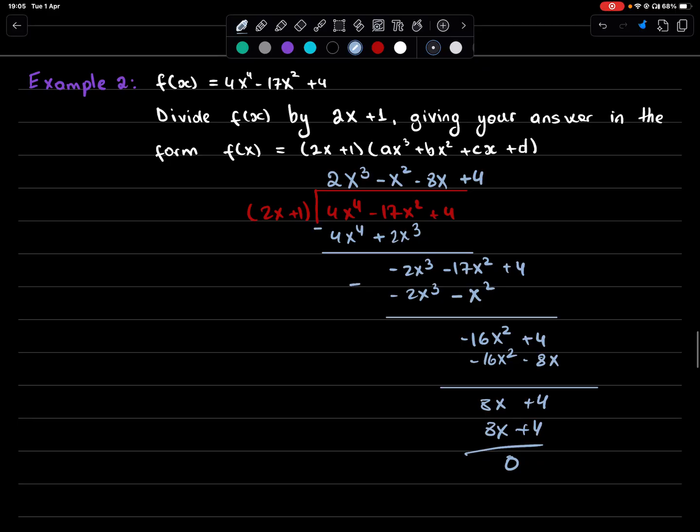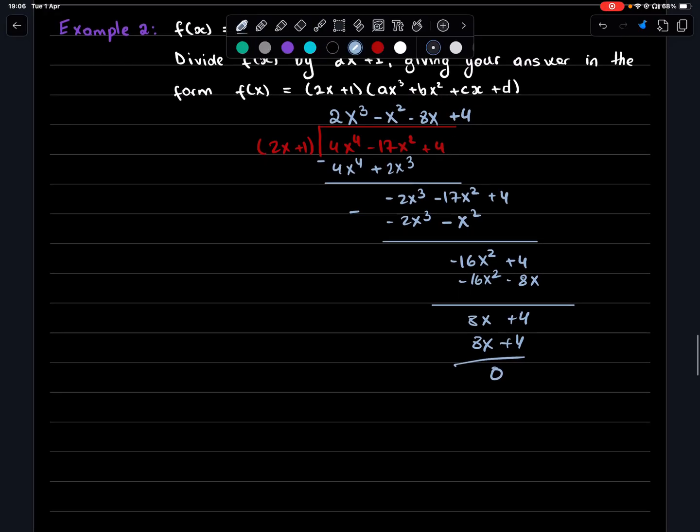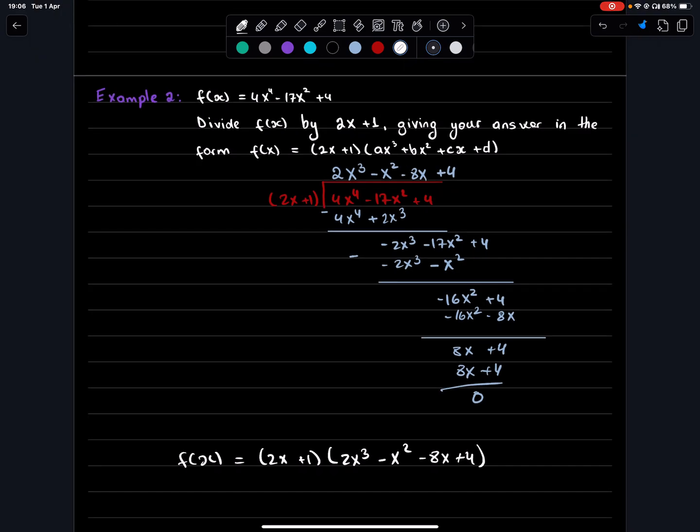So you can actually say that 2x plus 1 is a factor of this polynomial, it is a complete division. There is no remainder left, and now we can write it as they want. So at the end, I'm going to say that f of x is the same as 2x plus 1 multiplied by 2x cubed minus x squared minus 8x plus 4. Okay, so that's what they want. a, b, c, d are all there. a is 2, b is -1, c is -8, and d is 4.